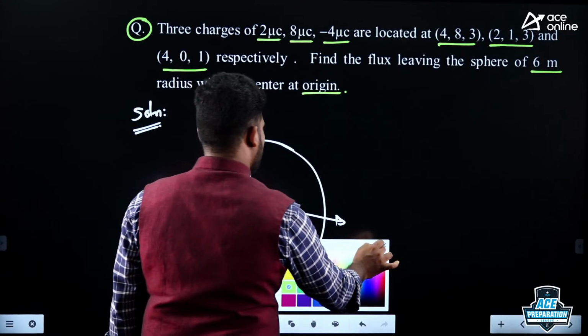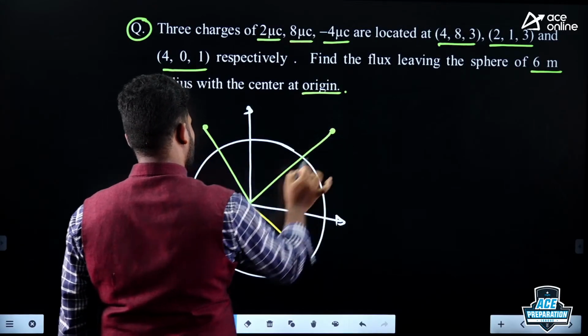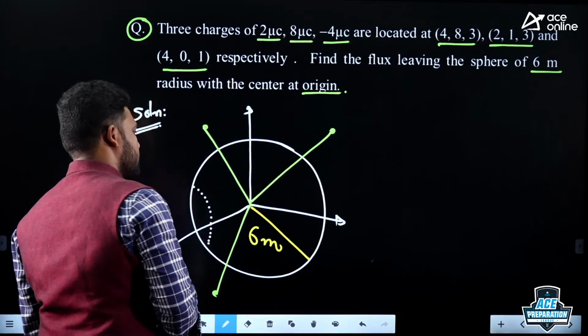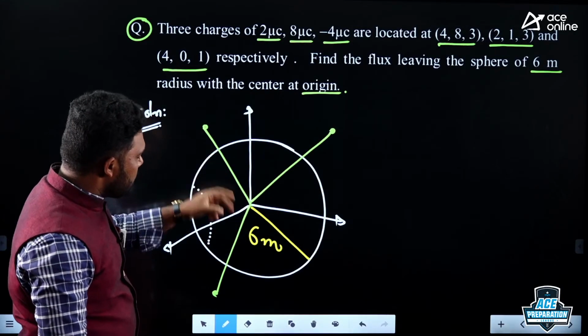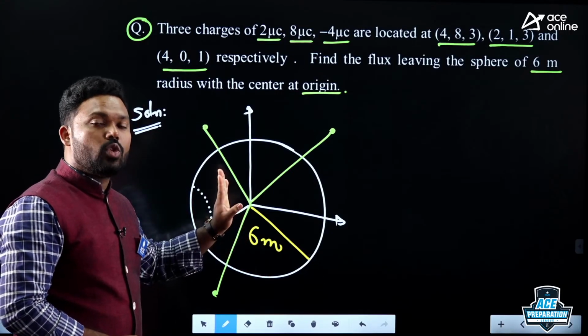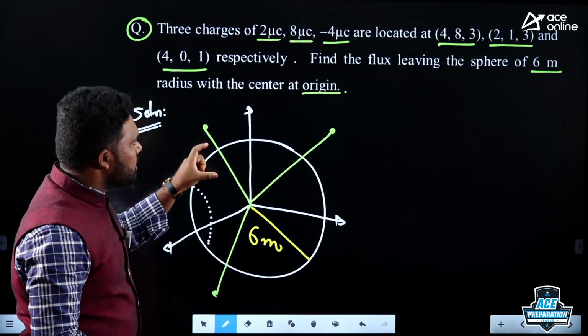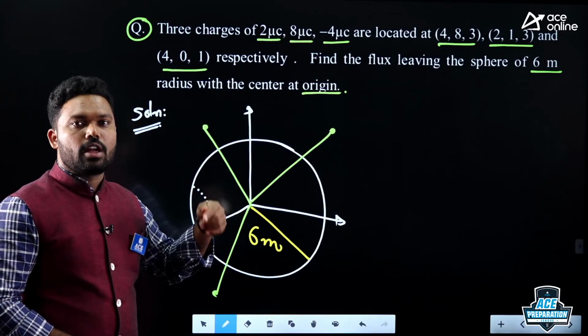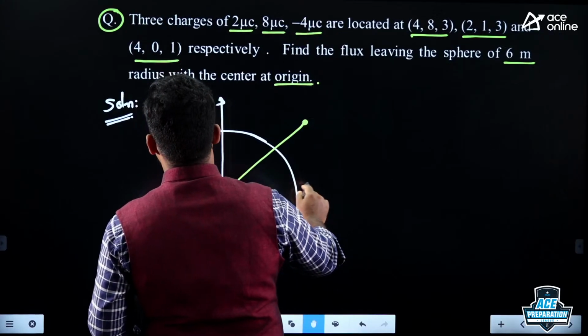And there are charges here. Where those charges are, I do not know. I'll check. But 3 charges are there. I'll find out the distance of these charges. If that distance is less than 6 meters, then those charges are inside the sphere, and you need to consider them. If that distance is greater than 6, then those charges are outside the sphere. You need to discard them. Fine. So let me turn the page here.